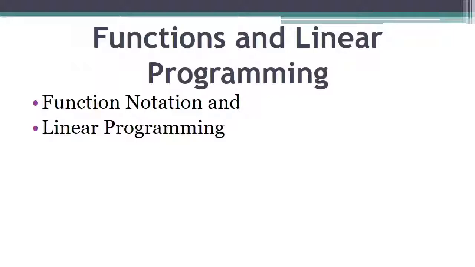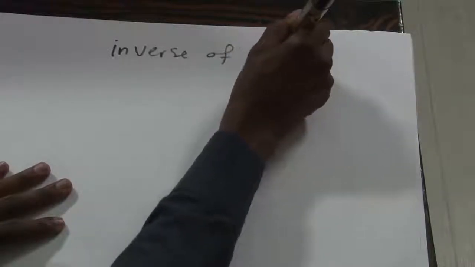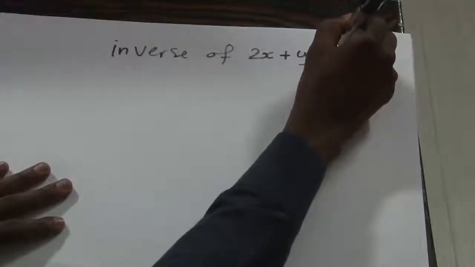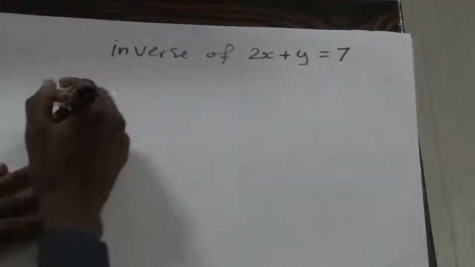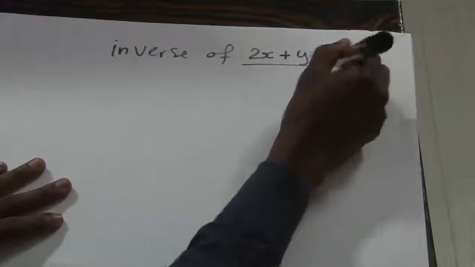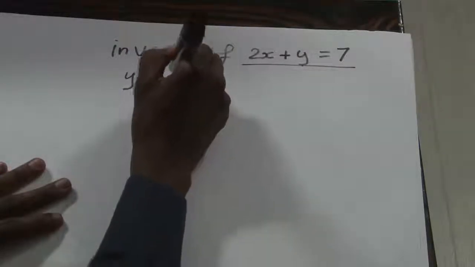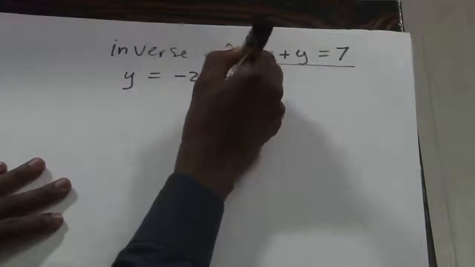Moving on to functions and linear programming. Now with functions, the most troublesome thing is how to write an inverse of a function. Let's say you want to find an inverse of 2x plus y is equal to 7. What you need to do first is write this equation in the form of y is equal to mx plus c. So it will be y is equal to negative 2x plus 7.